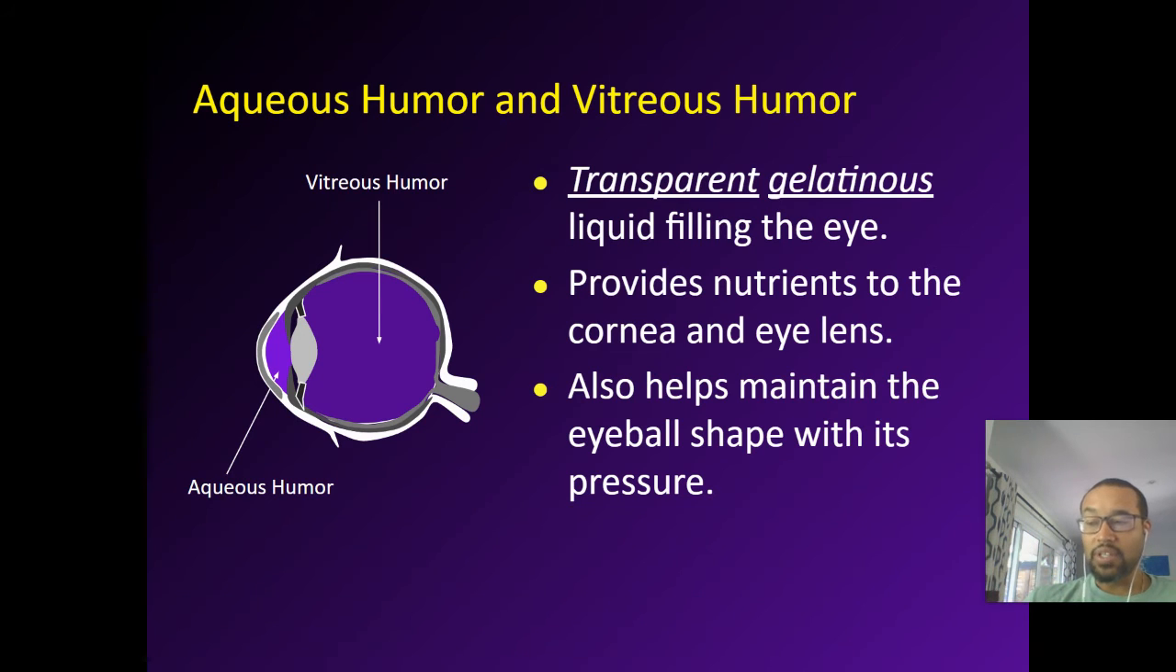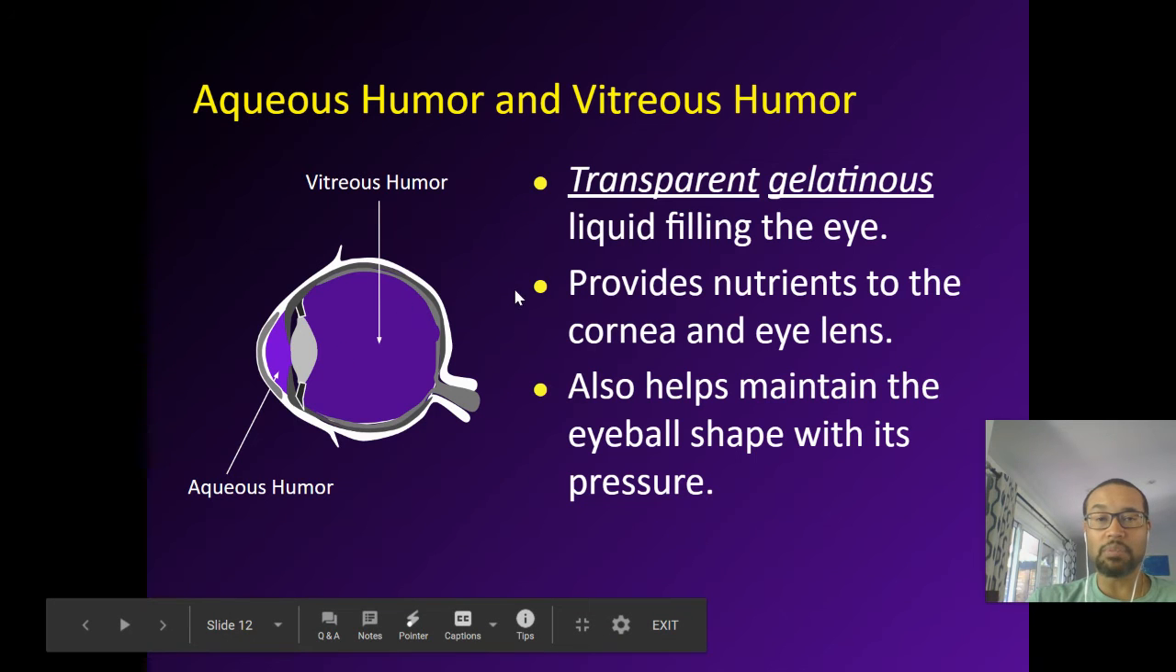It's very important that the eyeball maintains its shape because any change in the actual geometry is going to cause those light rays to go in ways that you don't want. It's going to cause an image that's not clear, not focused on the retina. So it's very important that the shape is maintained.